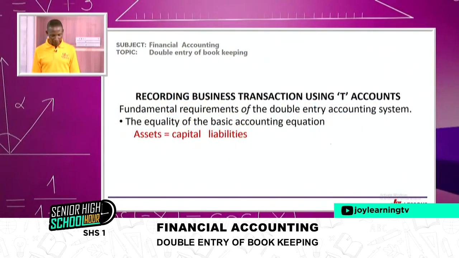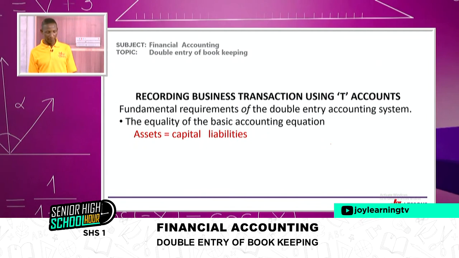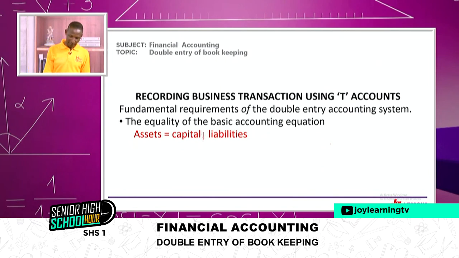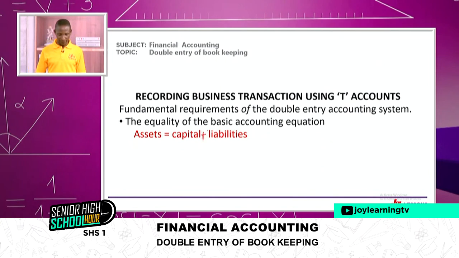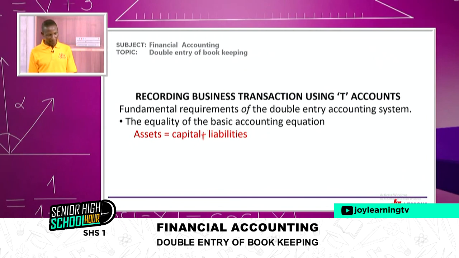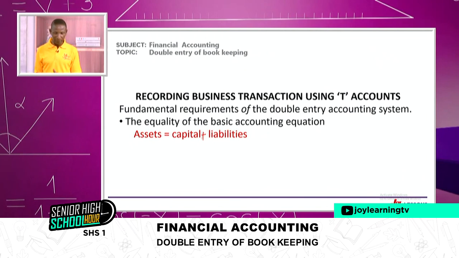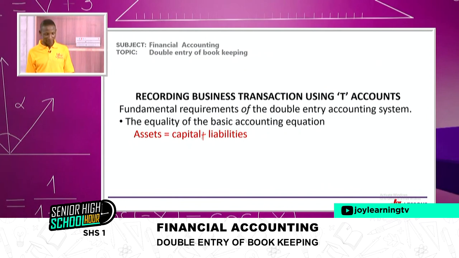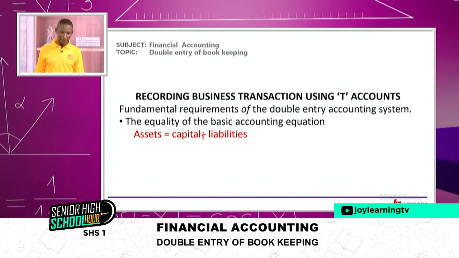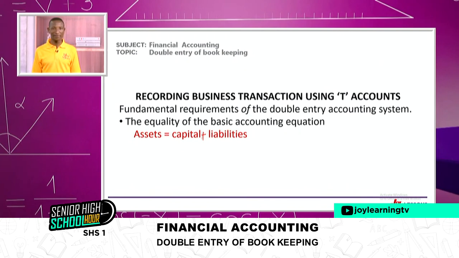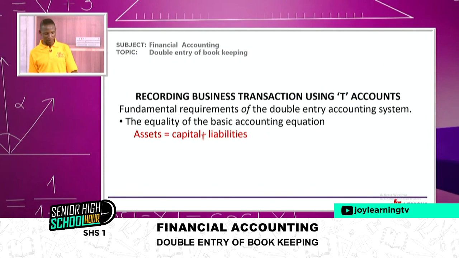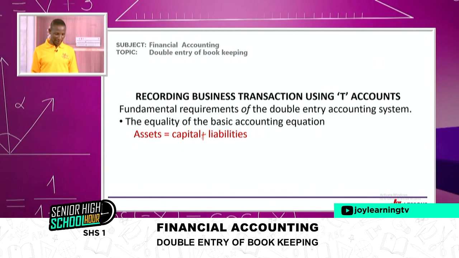So the equality of the basic accounting equation, that is the equation we mentioned: asset equals capital plus liability. As we learned earlier, the equation should always balance. The equation must balance. Asset equals capital plus liabilities.